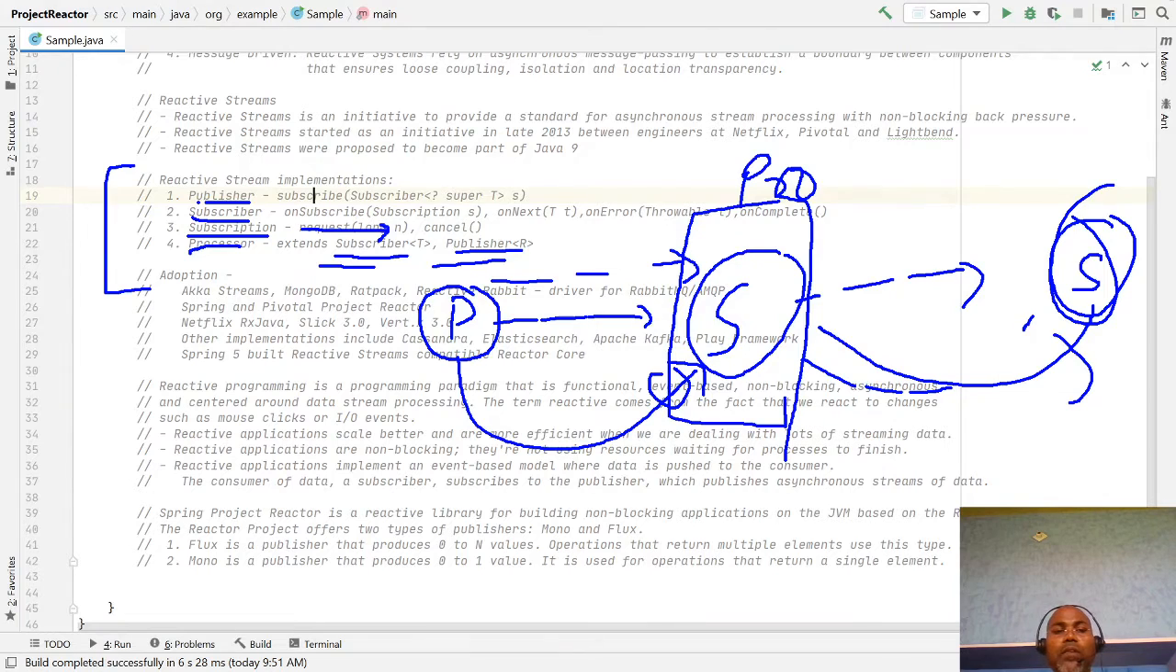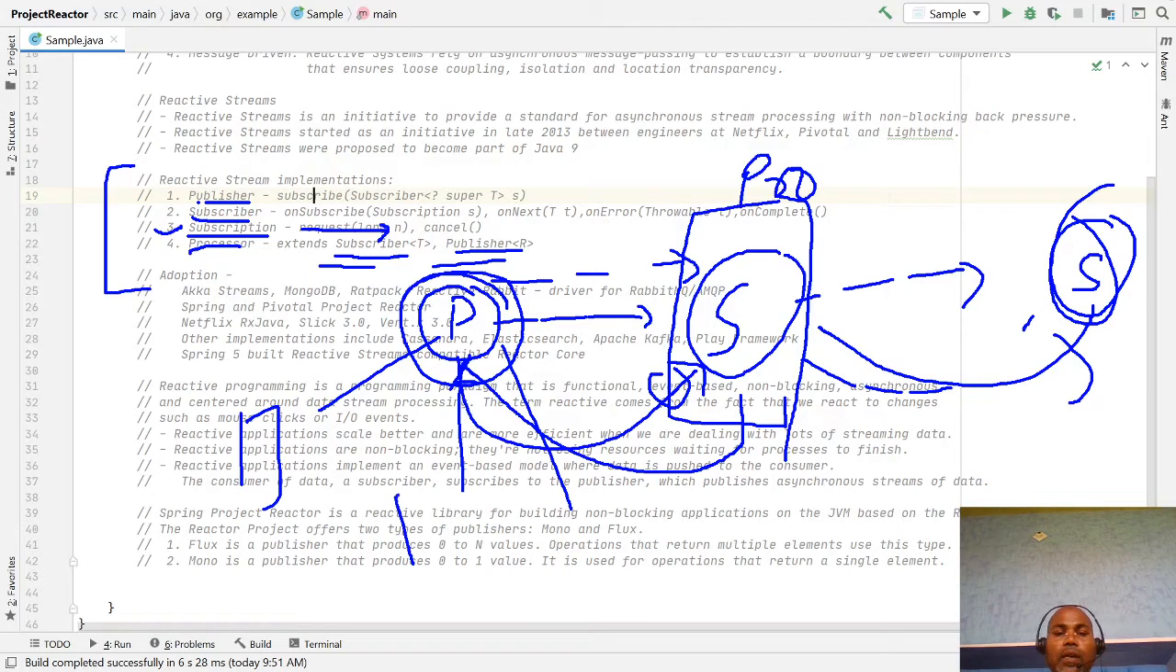And subscription is the mechanism through which our subscriber can communicate to the publisher, saying now I want to control the volume, how much data you publish to me. You notice that to one publisher you can associate multiple subscribers. For each subscriber, as per their rate, the publisher can publish the data.